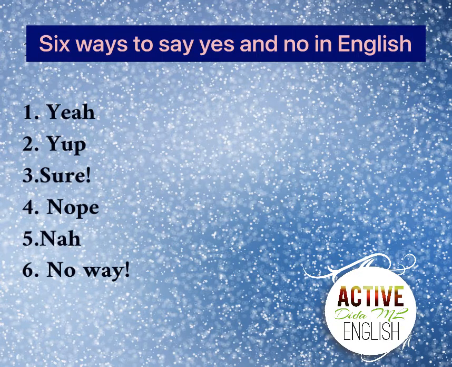The first one that we have for yes is yeah, okay? Yeah, okay, and we have yup, and sure, okay. Then we have another way to say no, which is nope. Okay, we have nah and we have no way.